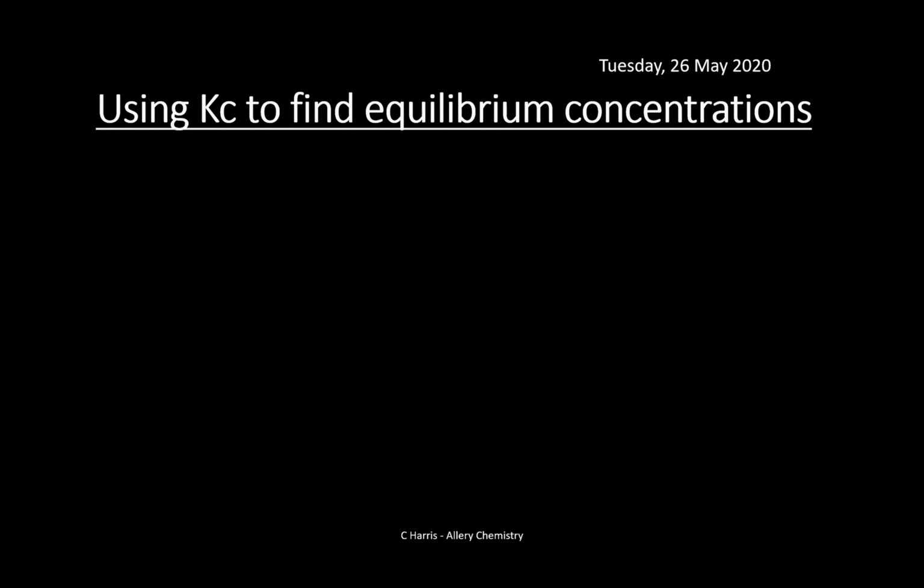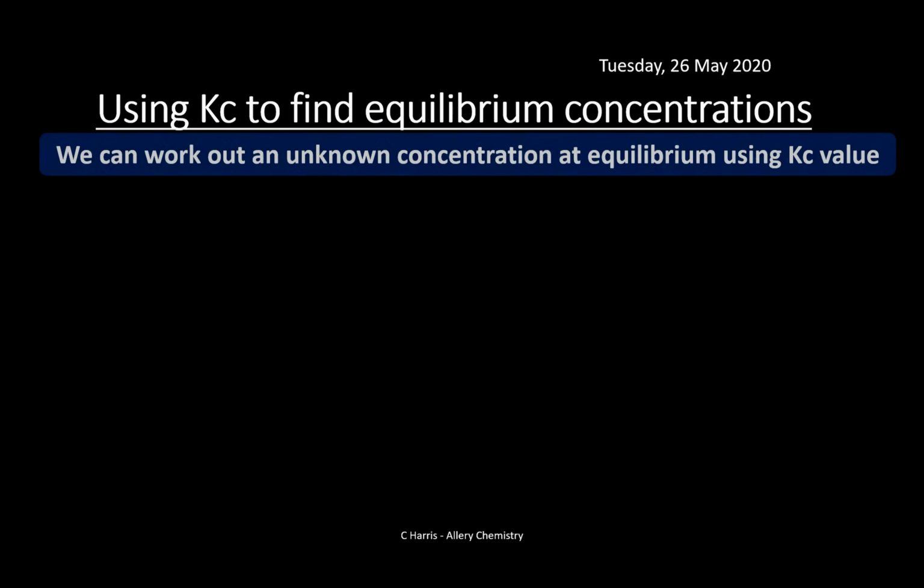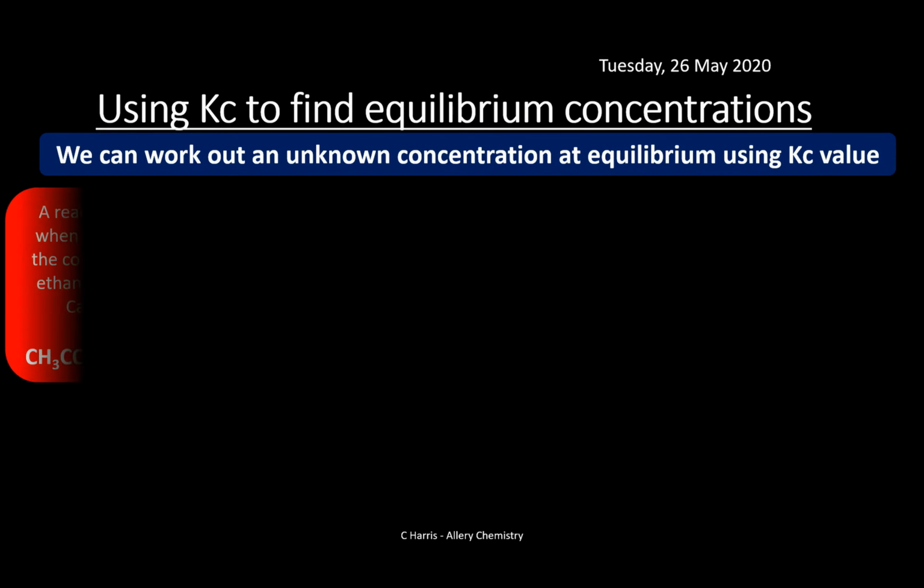Okay, so now we're going to use that Kc value that we've seen there to find equilibrium concentrations. We can work out an unknown concentration at equilibrium using a Kc value. Okay, so let's have a look.